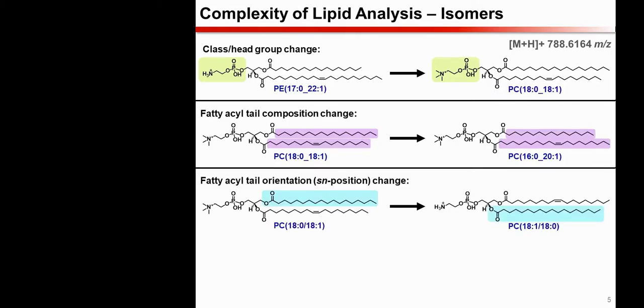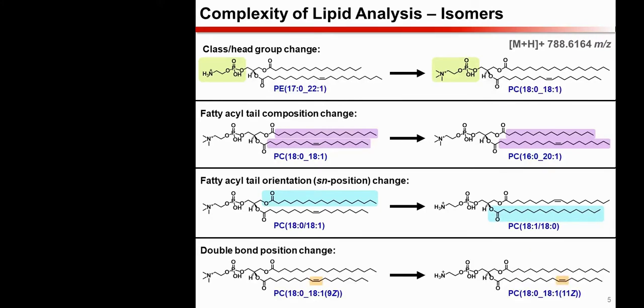And then another form of isomers comes from the change of the fatty acyl tail orientation, which is called the sn position. And this is where the fatty acyl tails are the same, but the connectivities are different. And finally, we can get lipid isomers based on changes of the double bond position. So here we have the double bond at the 9th carbon versus the 11th carbon.